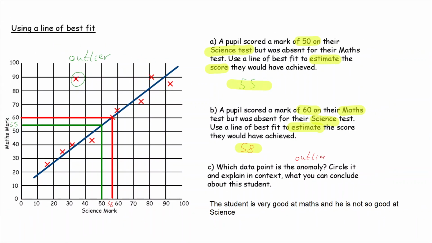Good. Perfect. And that is it for this video. Thank you for watching. Hopefully you've got a good understanding now of the different types of correlation. So you've got positive, negative, no correlation, and you know what a line of best fit is. Thank you for watching.